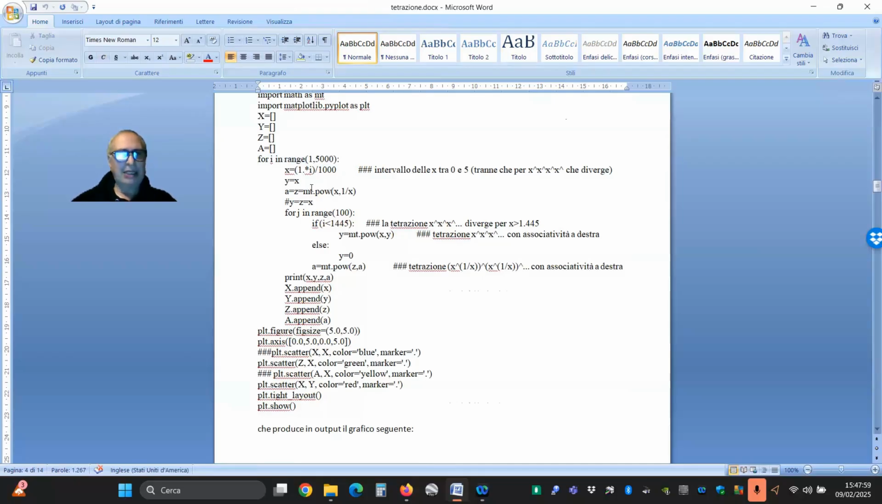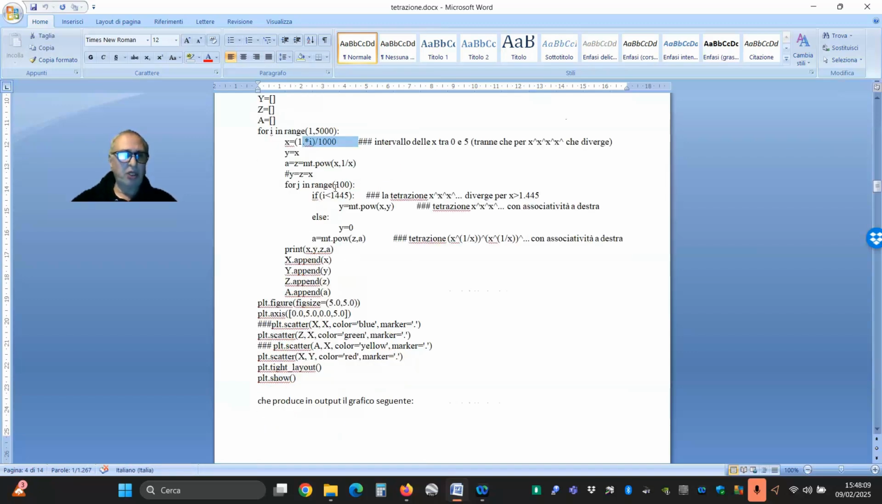This code is used to draw the graph of these two functions. There are also some extra things that I use just to run some tests. Let's look at the main parts of this code. There is a loop of 5,000 steps to print the x. Then the x is derived from the I. What happens? For every x, I then have to calculate the infinite tetration. So I need a second loop inside the x that calculates the infinite tetration for each value.